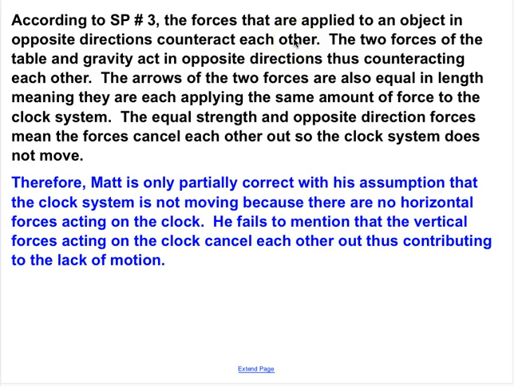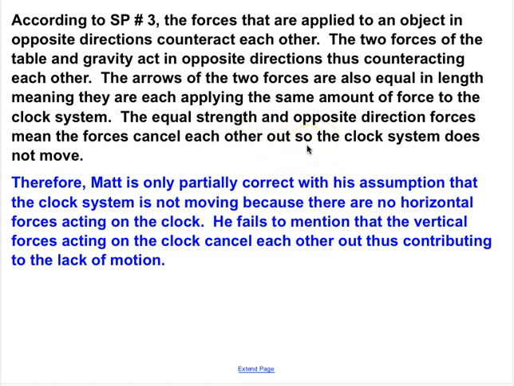So even though there's forces acting on it, not horizontally but vertically, the 2 forces of the table and gravity act in opposite directions, thus counteracting each other. The arrows of the 2 forces are also equal in length, meaning that they are each applying the same amount of force to the clock system. The equal strength and opposite direction forces mean that the forces cancel each other out so that the clock system does not move.